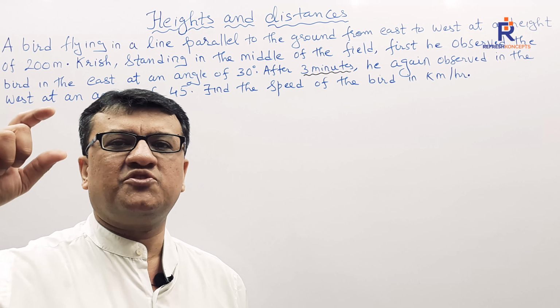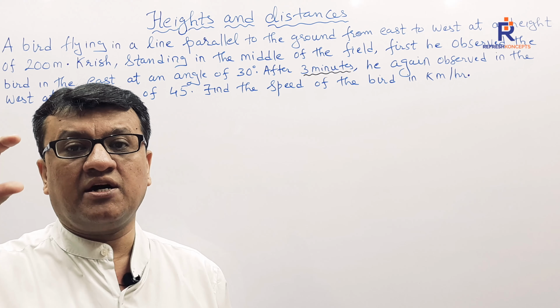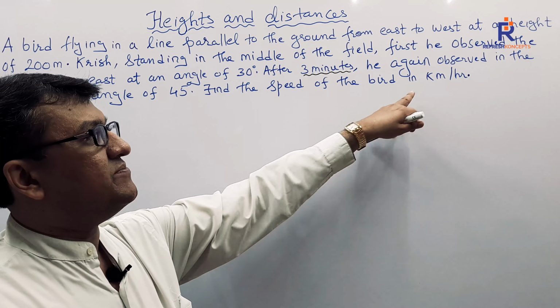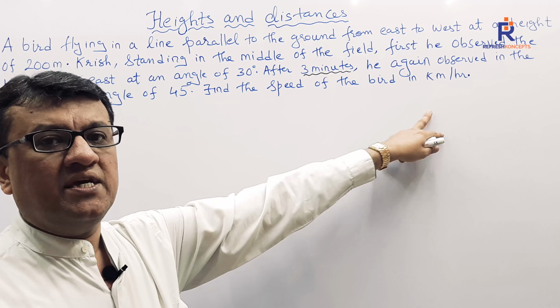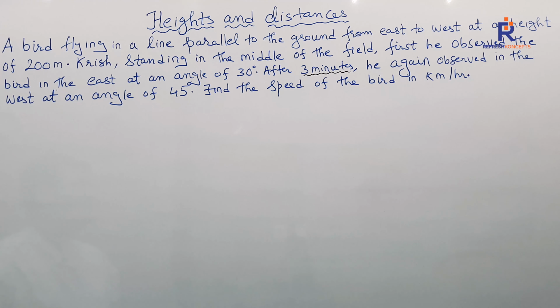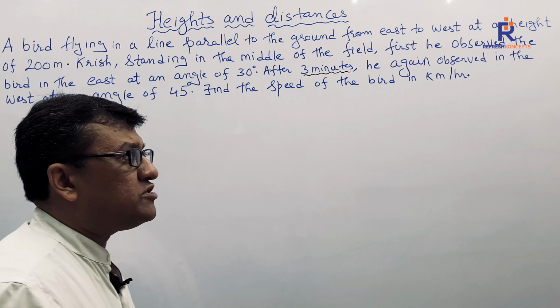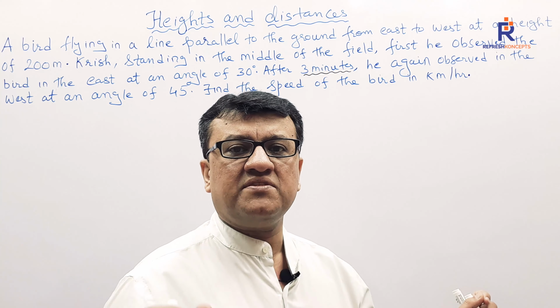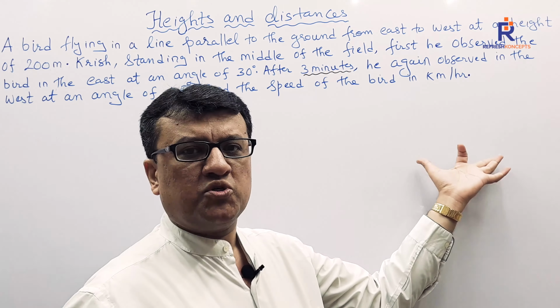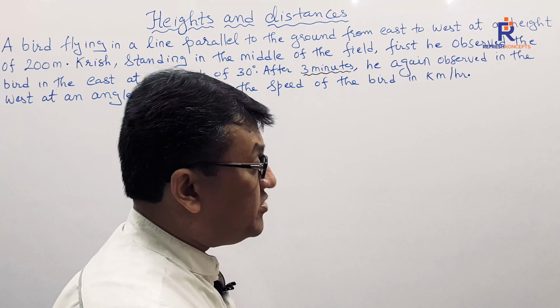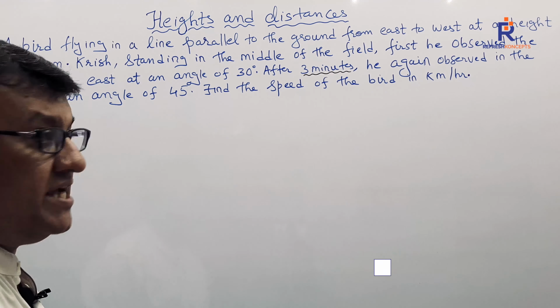Children, the height given to us, the distance of the bird from the ground, is given in meter. Moreover, we are supposed to find the speed in kilometer per hour. So we are going to see how we change these units. So it's a very interesting sum. Let's start. As we normally say, in heights and distances, we first need to go ahead with the diagram. The moment we are done with the diagram, most part of the sum gets completed.